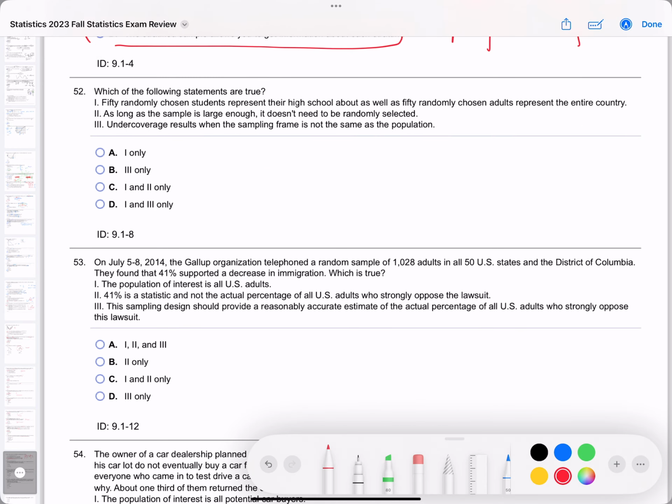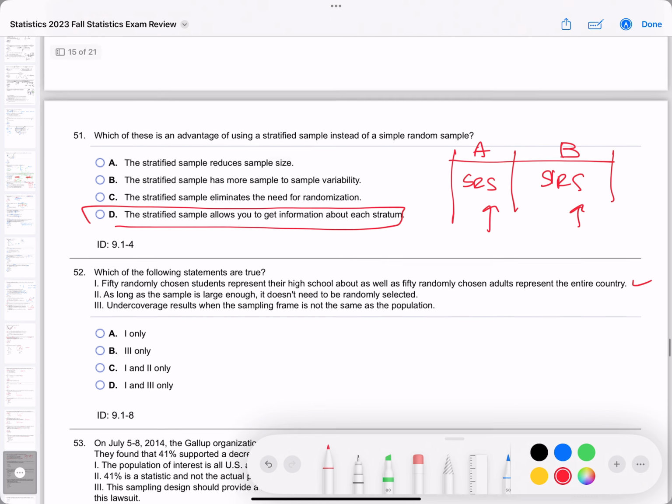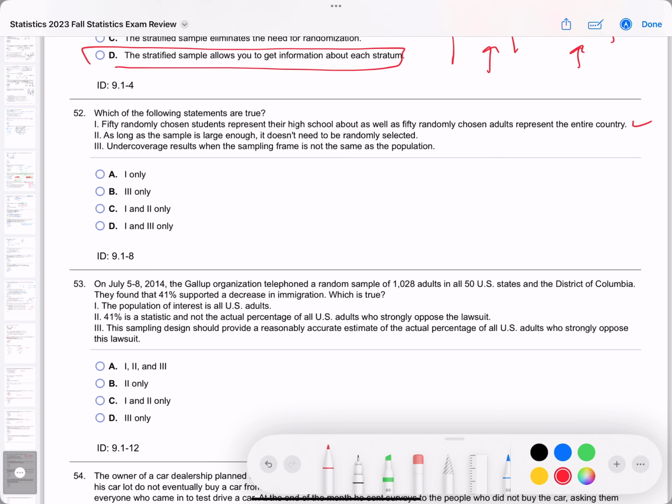52: 50 randomly chosen students represent their high school, as well as 50 randomly chosen adults represent the entire country. That would be okay if I showed this one here. As long as the sample is large enough, it doesn't have to be randomly selected. No, that's not true. Undercoverage results when the sampling frame is not the same as the population. Absolutely. For instance, if I was trying to survey Dawson High School and I actually talked to people from Pearland High School, maybe they were over at Dawson and I surveyed them, that would not be appropriate, because if my population is Dawson High School, all my people have to be from Dawson High School.